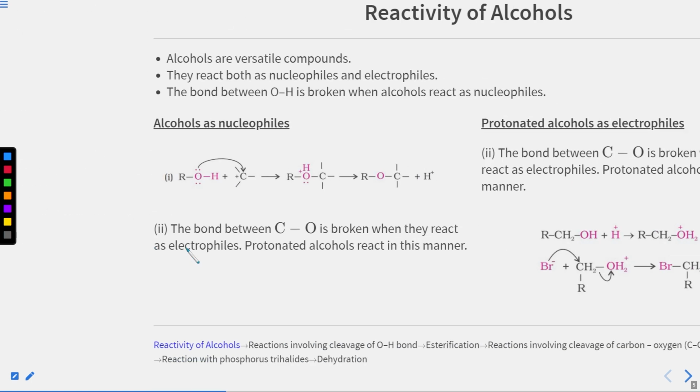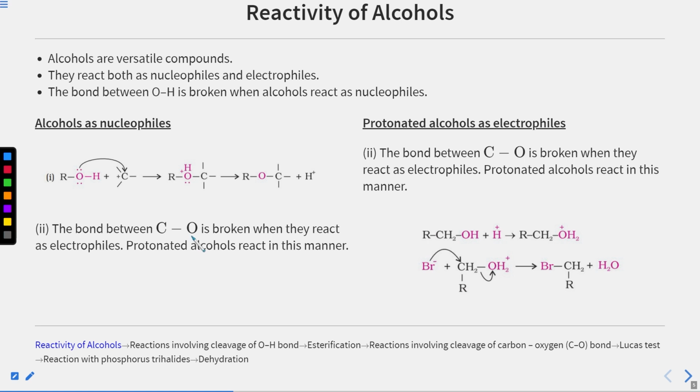First of all, about the reactivity of alcohol. If you look at alcohol, it has two bonds present for oxygen. One is between O and H, and the second one is between R and O. So two types of cleavage can be done, OH and RO. Based on this, we have our two types of reaction.